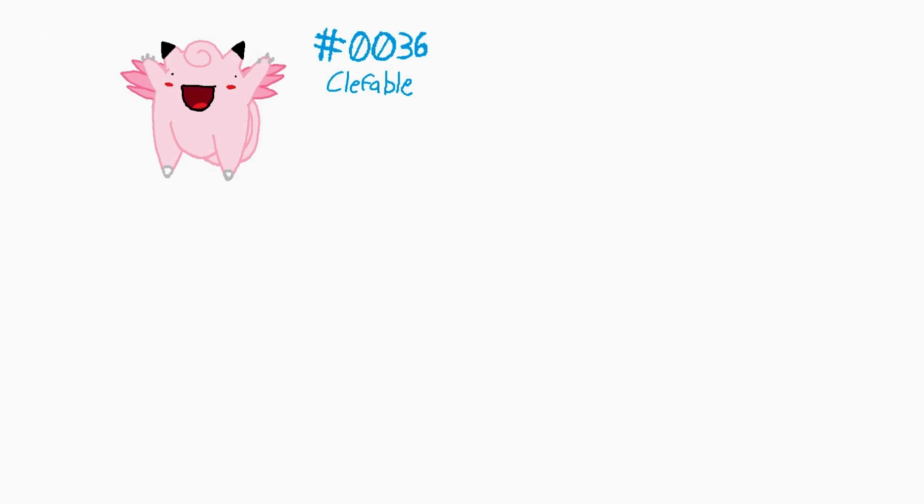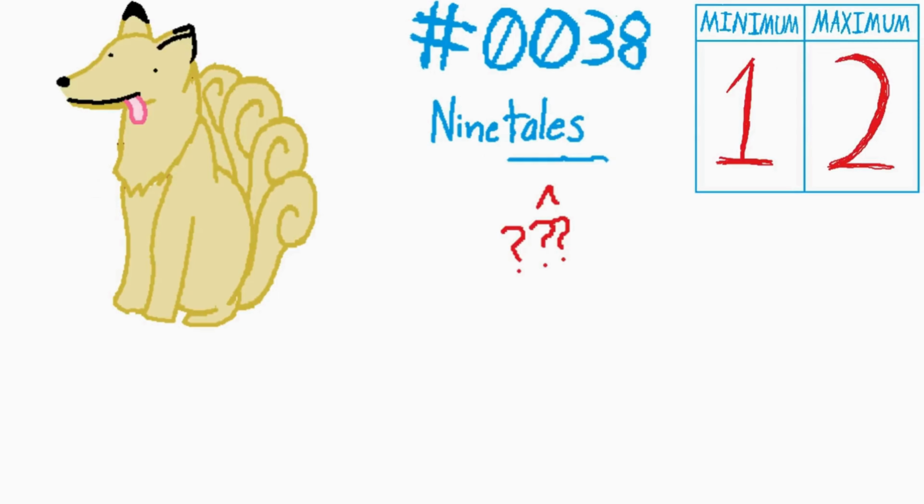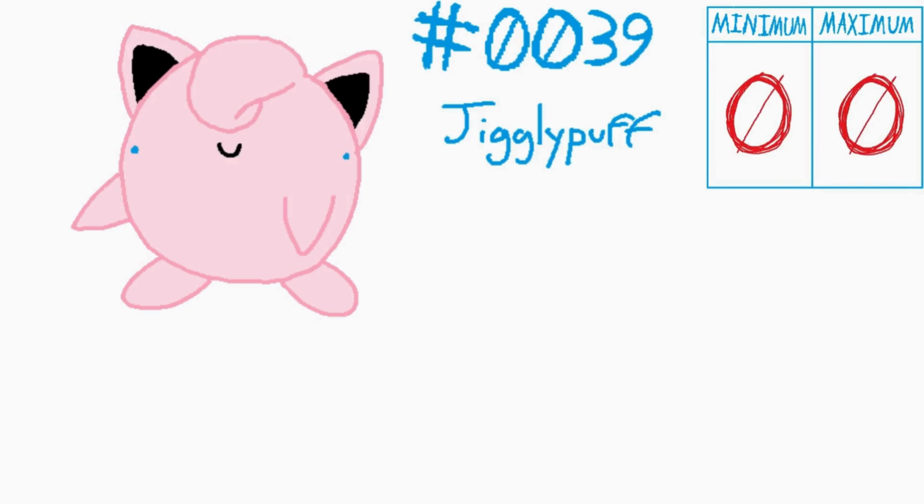Clefairy. Clefable. Vulpix, again a fire type, but a pretty weak one at that. Ninetales, a fire type. Yeah, they cook the trucks on an open barbecue, literally. Jigglypuff, their whole thing is putting people to sleep. Obviously, this won't work on a truck.